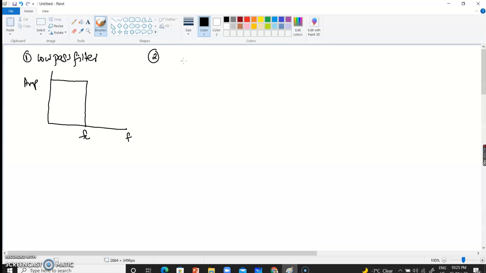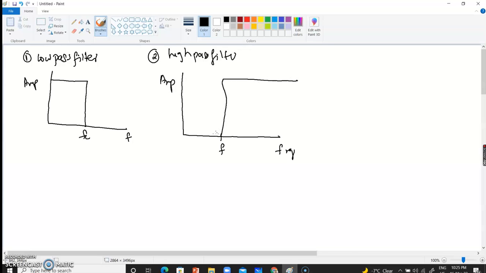The next type of filter that we have is called a high pass filter. The difference is that for a high pass filter, with frequency on the x-axis and amplitude on the y-axis, it will only allow the high frequencies after the cutoff. So that's the region that it will allow, right?